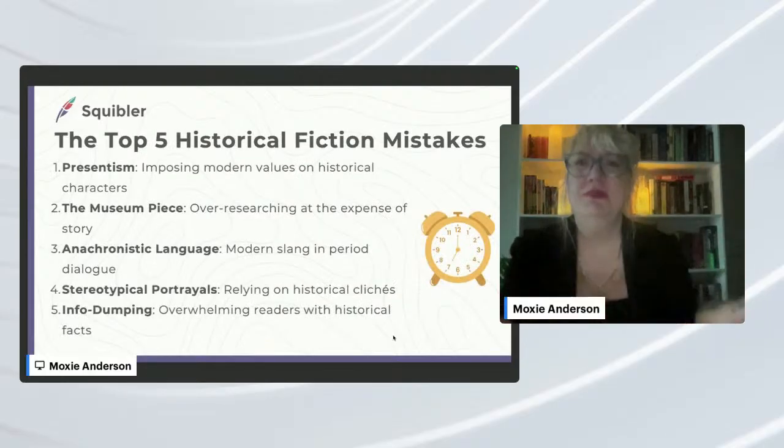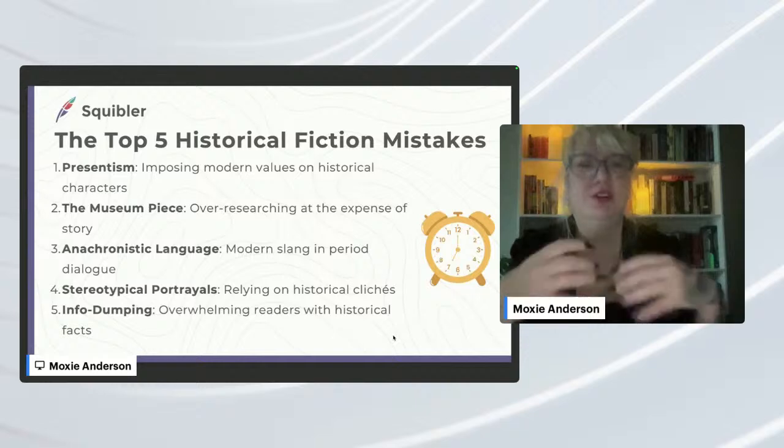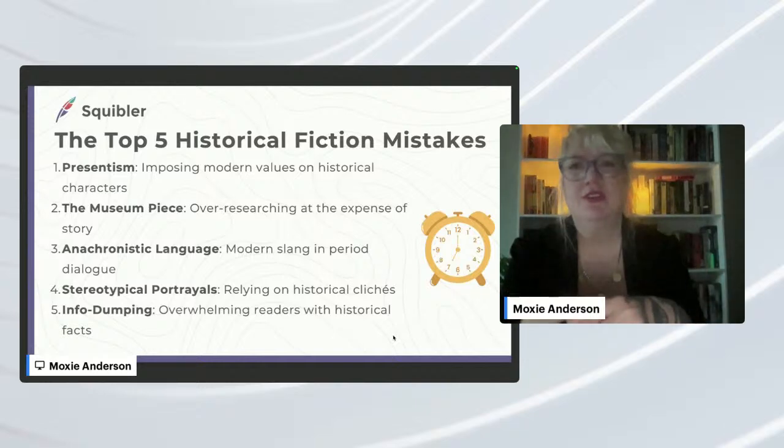So there are some historical fiction mistakes to avoid. These are the top 5. One is presentism. That's imposing our modern values on historical characters. One is the museum piece. You've over-researched your project and it's turning into nonfiction and your story gets lost. Your story is what's most important here.